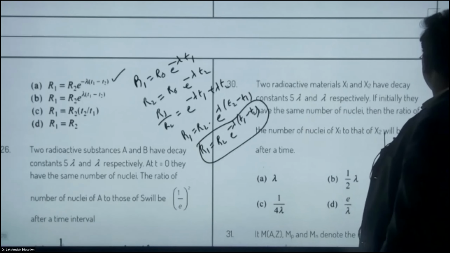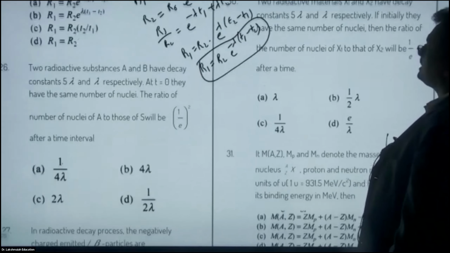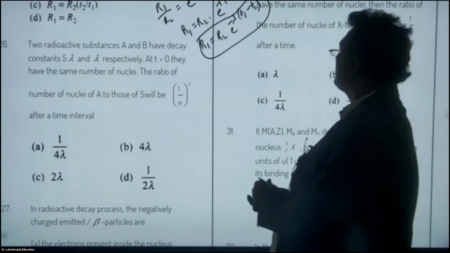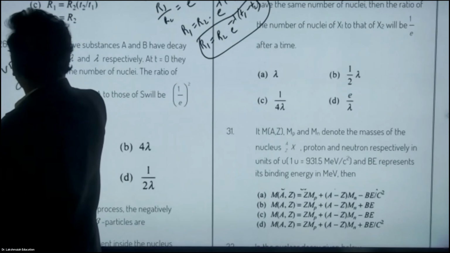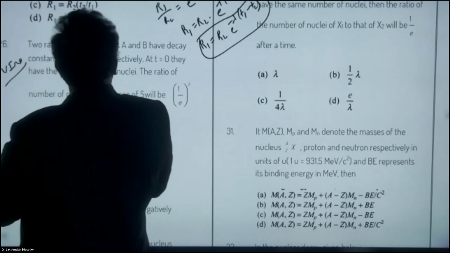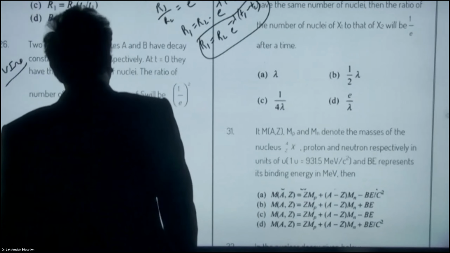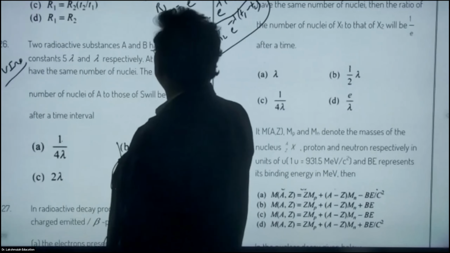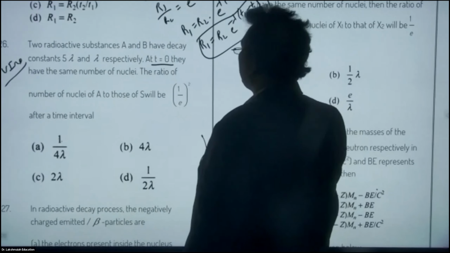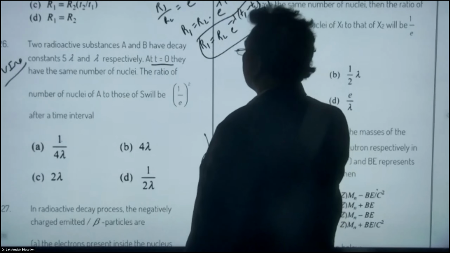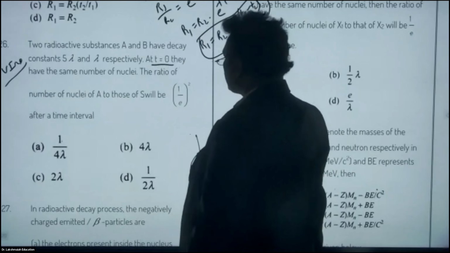Next question. See, they ask this one time. Now only we did this one, I think. Important question, 26. Two radioactive substances A and B have decay constants 5 lambda and lambda respectively. At t equal to 0, they have the same number of nuclei. The ratio of number of nuclei of A to that of B will be, just now we did it. Do it please. Which option is correct?